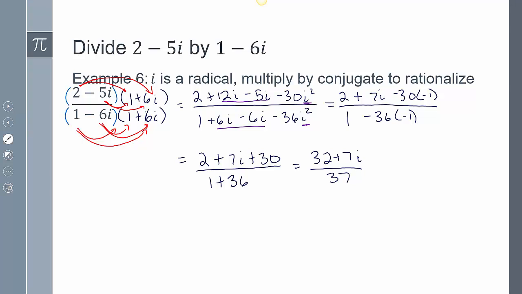Remember we said that complex numbers have to be in the form a plus bi. So I need to leave it in the form a plus bi. So this is going to be a plus bi, and so there's my form. You just basically break that 37 into both of these terms. So now it's in that form of a plus bi, and this would be the answer.